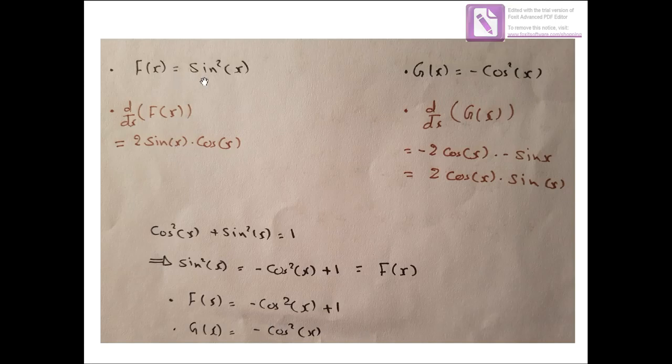We see that f of x is equal to sine squared, g of x is equal to minus cosine squared. They have the same derivative, and we use the identity cosine squared plus sine squared is equal to 1. From this identity we get that sine squared is equal to minus cosine squared plus 1. So from here we conclude that f of x is equal to sine squared, which is equal to minus cosine squared plus 1, and g of x is equal to minus cosine squared, that means the constant will be 1.